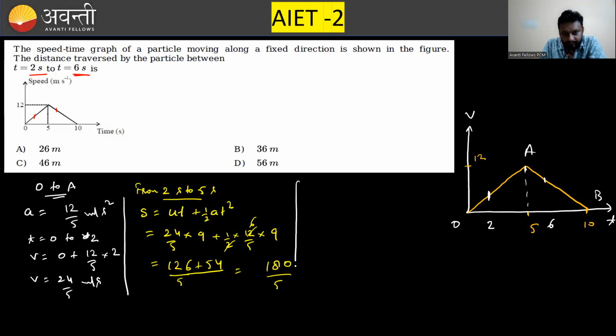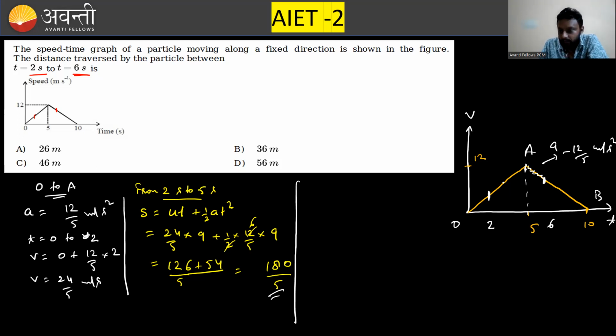Now, 2 second to 5 second, we know the distance traveled is this one. Now I need to calculate the distance traveled from 5 second to 6 second. This portion I need to calculate. If I need to calculate this much distance, then again I will use this equation s equals to ut plus half at square. Acceleration, I know that in this process, if I say A to B, acceleration is minus 12 by 5 meter per second square, because the slope is negative in this case and direction magnitude will be same. You can see that 12 by 5.